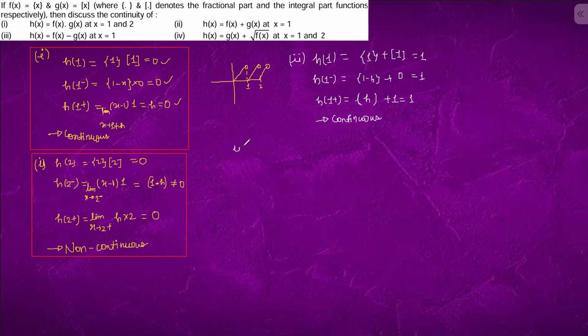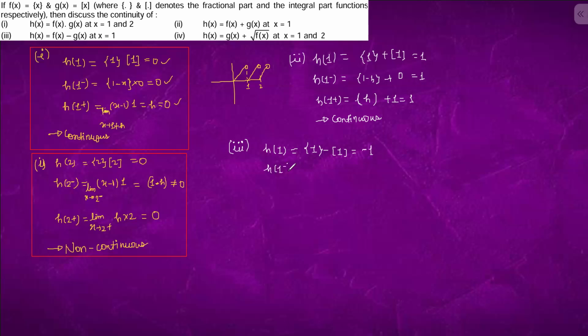3. h(x) equals f(x) minus g(x). h(1) is fractional part of 1 minus greatest integer of 1. So we'll just follow this one, put here minus. This is what? Minus 1.